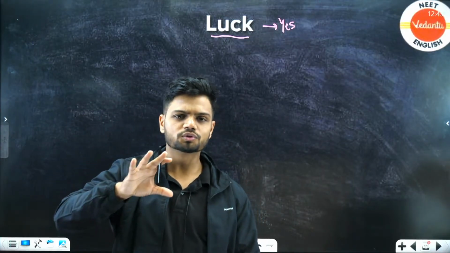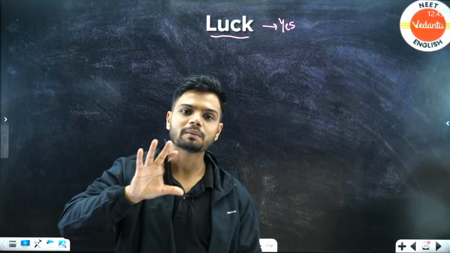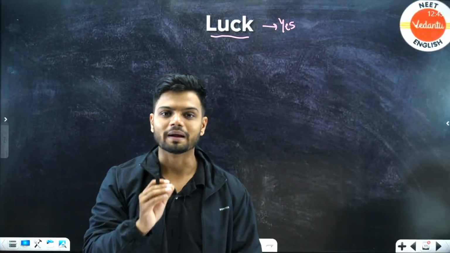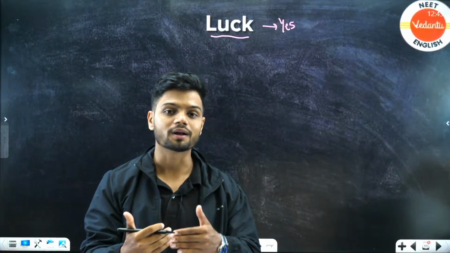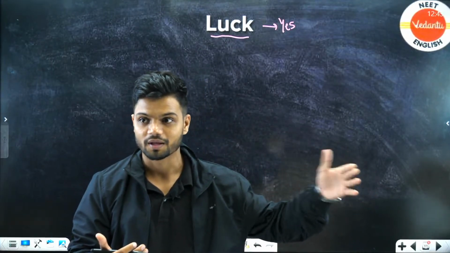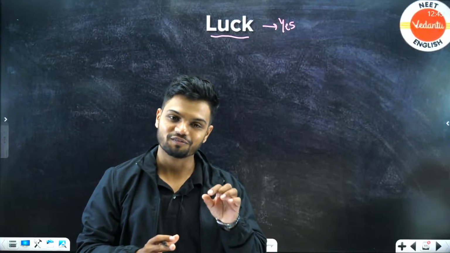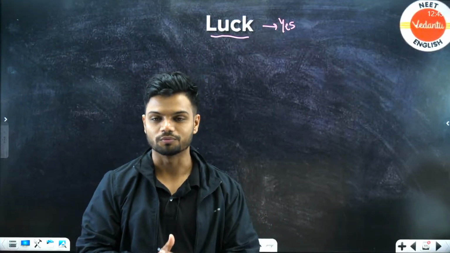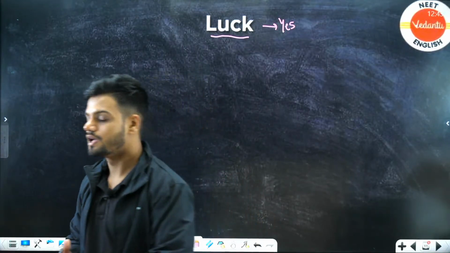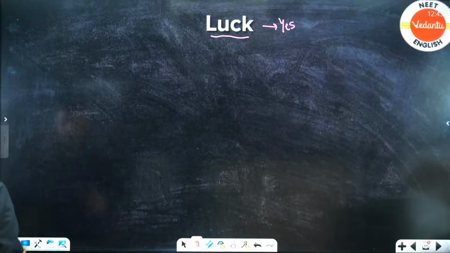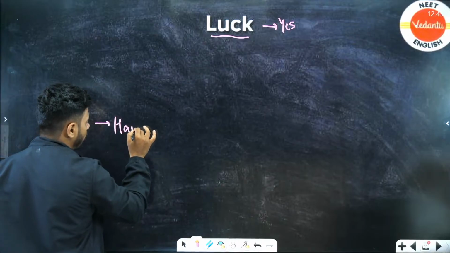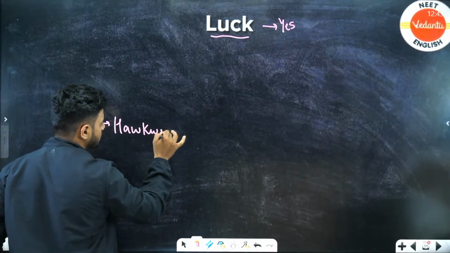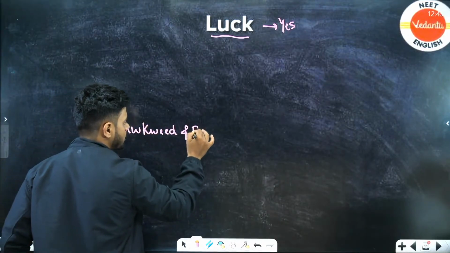Now, do you think Mendel only worked on pea plants? Obviously not. Mendel, our uncle, also worked on other plants. For example, students, he worked on something called hawkweed and beans.